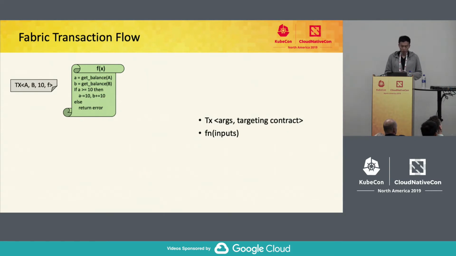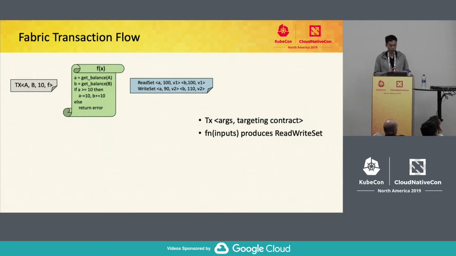Then, mission complete. Very simple. And this smart contract in Fabric actually produces a read-write set. In this case, the output will be: the read set is A, 100, meaning initially the balance is 100 at version 1, and B also 100 at version 1. And the write set is that I want to write A as 90 at version 2 and B as 110 at version 2. This read-write set is basically the output of the smart contract.